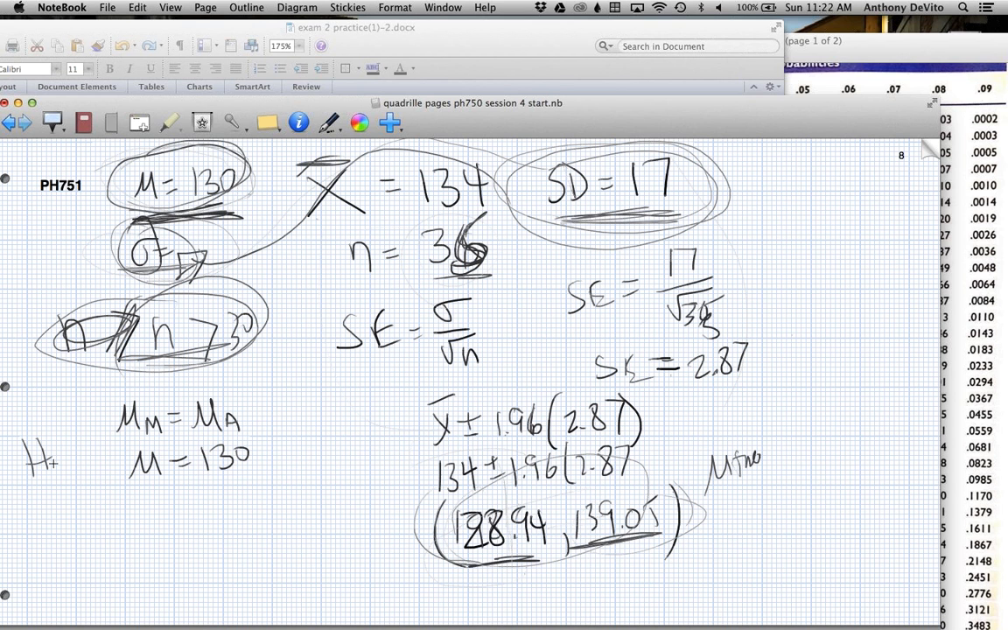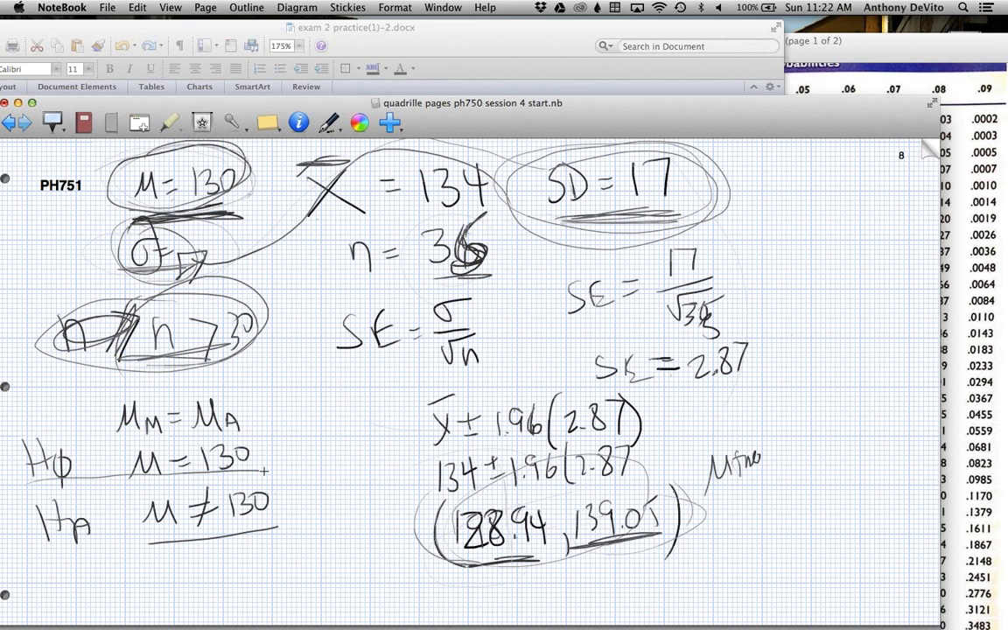That's our null hypothesis. H null is mu is truly equal to 130. And what's our alternative hypothesis? Well, our alternative hypothesis is mu is not equal to 130. In other words, that it could be more or it could be less. That's a two-sided hypothesis. I'm going to stick to that for now. So mu is not equal to 130.